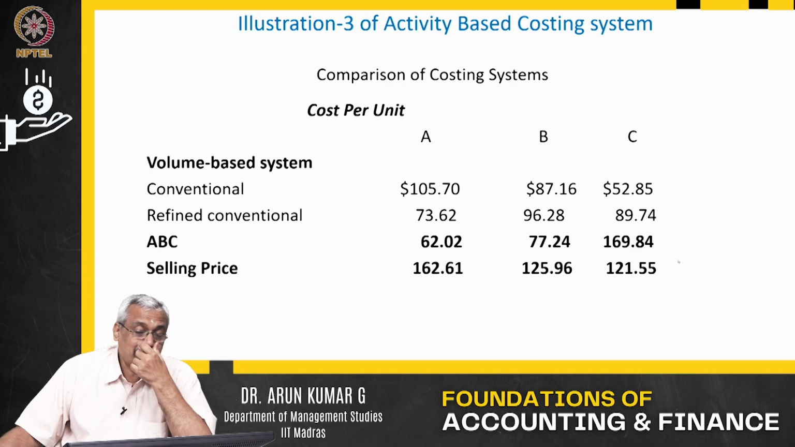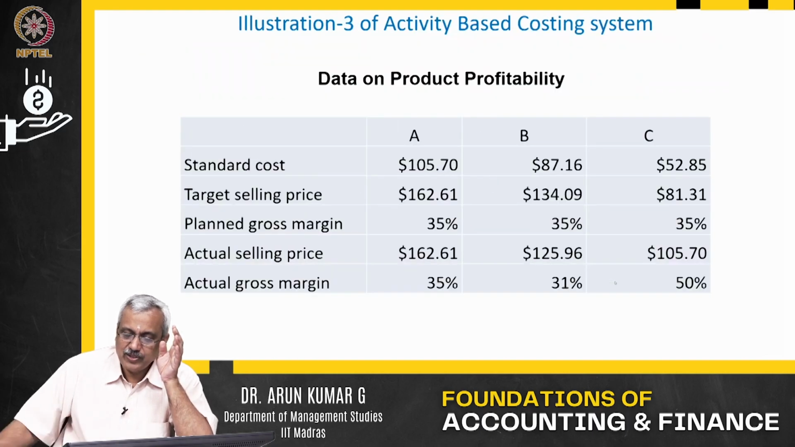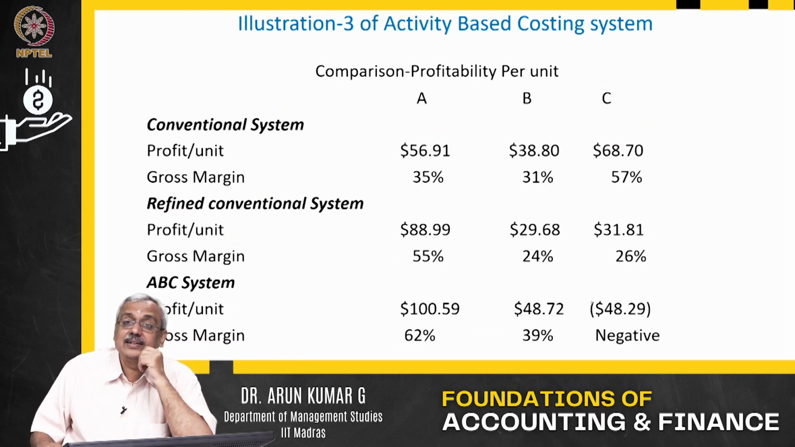Whereas for product C, your cost is 169, you are selling at 121. You are thinking that you are making a lot of margin, because if you had seen this, you thought that you are making a 35% margin in product C, and only 50% margin in product C here, and only 31% margin in product B. But in reality it is very different in this case.